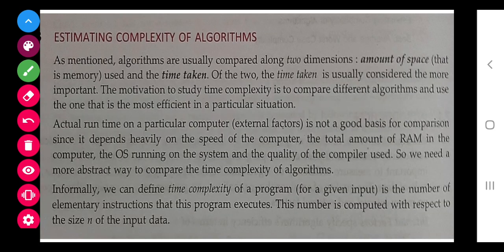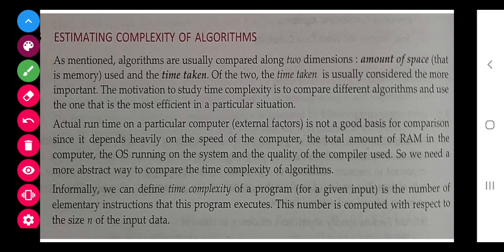Now, estimating the complexity of the algorithm, the next topic. Again it is the space and the time taken. Here it is explained that the computational complexity basically depends upon the space and the time taken, and much more on the time taken than the space. And second, external factors are not a good comparison factor for two programs, to check whether one program or one algorithm is better than another.